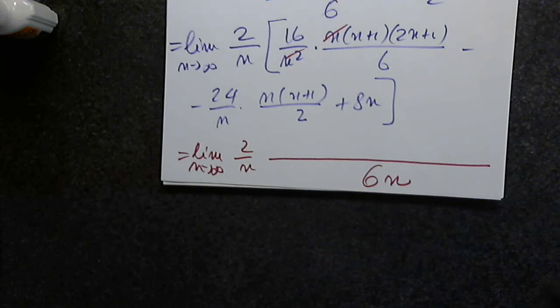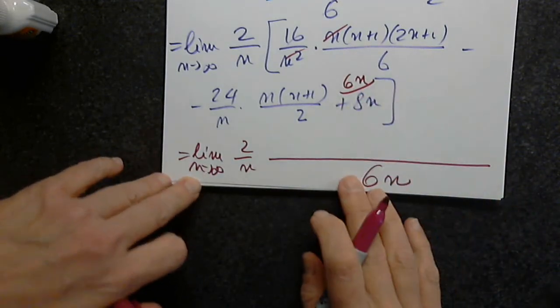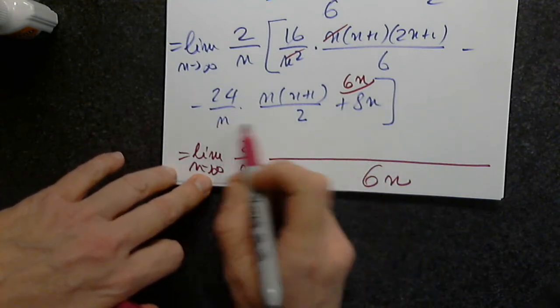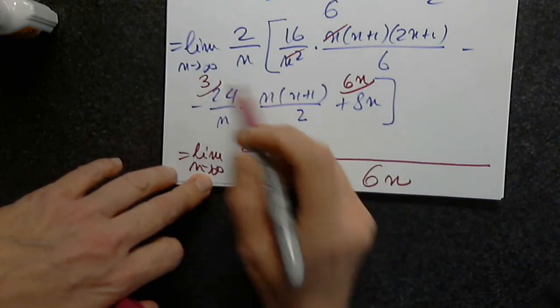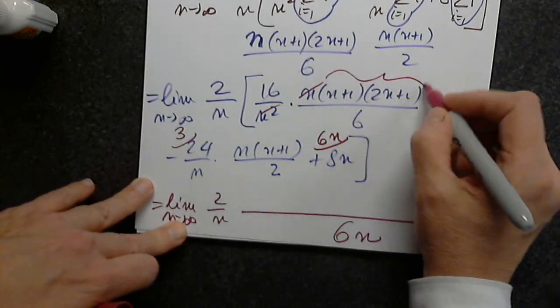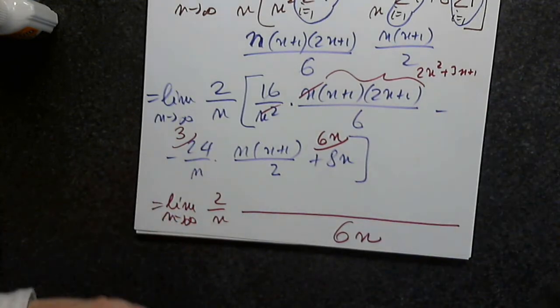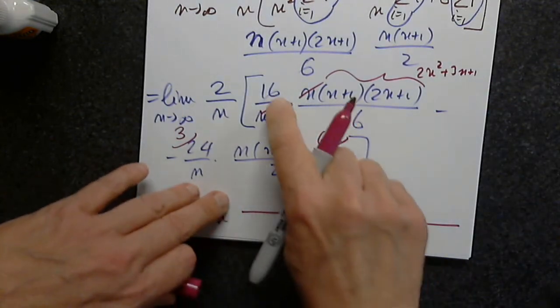So for the first one, I will distribute the 2 and distribute the 16. Here I have 2n, so I have to multiply by 3. And here I have 1, so I have to multiply by 6n. So this one gets multiplied by 6n. This is a 2n, so it needs to be multiplied by 3. Okay, ready? And this, we know, is 2n squared plus 3n plus 1.